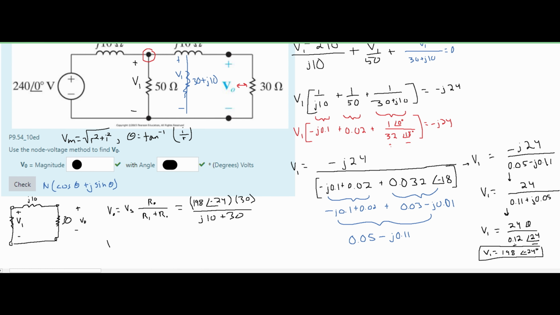Now, we can multiply our top together. We're going to have 198 times 30. We don't really mess with the angle when we're multiplying things in. So we're going to have 5,940 with an angle of -24 degrees.